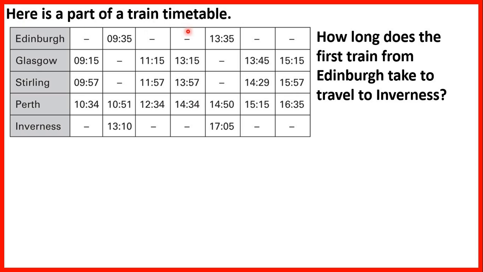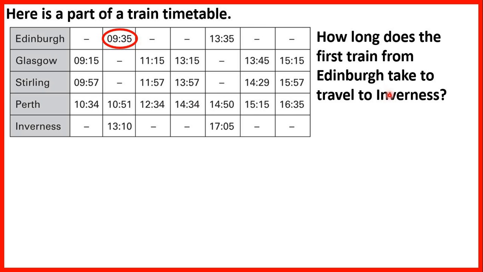Here is part of a train timetable. How long does the first train from Edinburgh take to travel to Inverness? So with timetables, we need to remember that each column will be a different train. So we need to find the first train from Edinburgh. This train here doesn't stop at Edinburgh, but the first train leaves Edinburgh at 9:35.